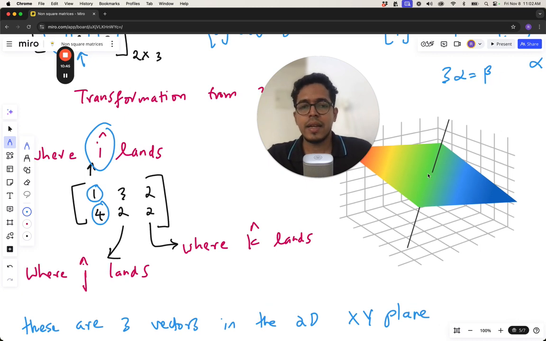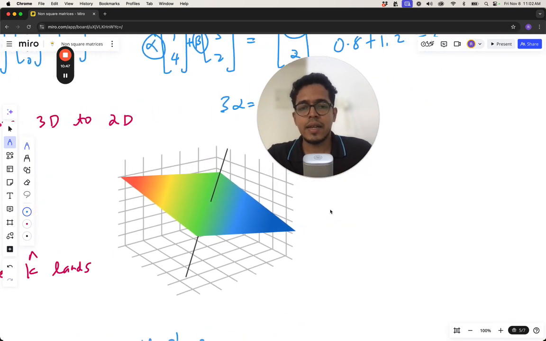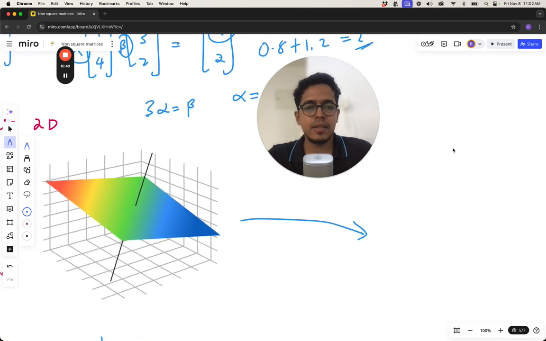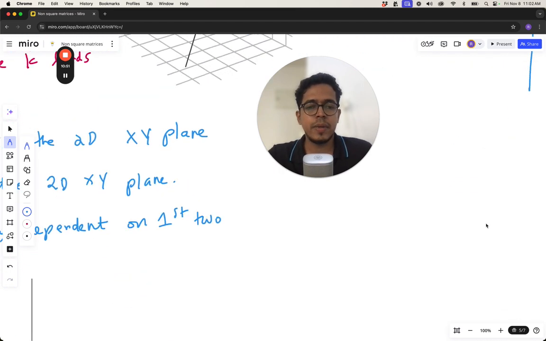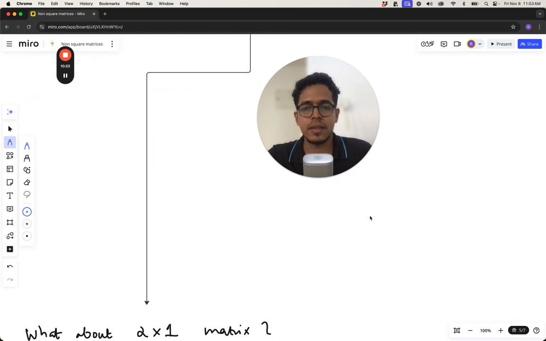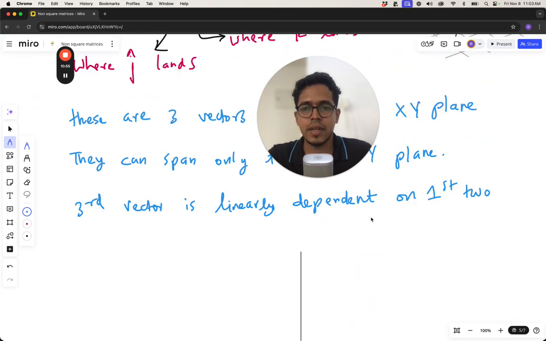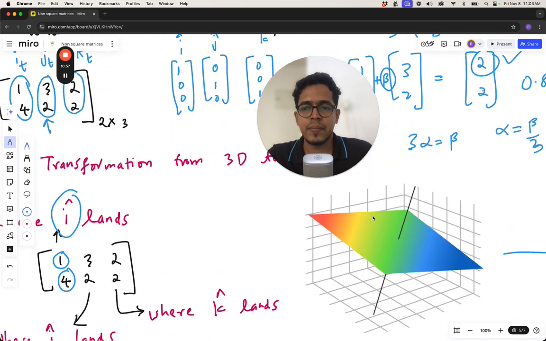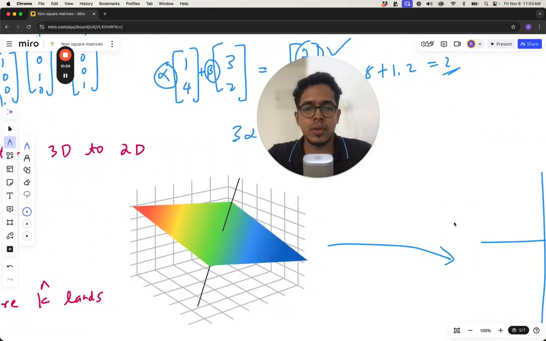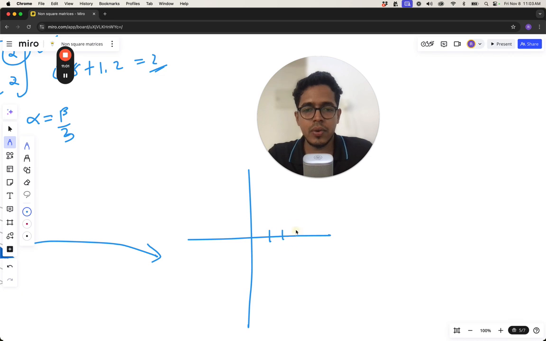So what does this mean again? You are transforming from a 3D space into a 2D space, right? And in the 2D space, you have these three vectors. I have drawn the three vectors somewhere here. 1, 4, 3, 2, 2, 2. So 1, 4 is this.